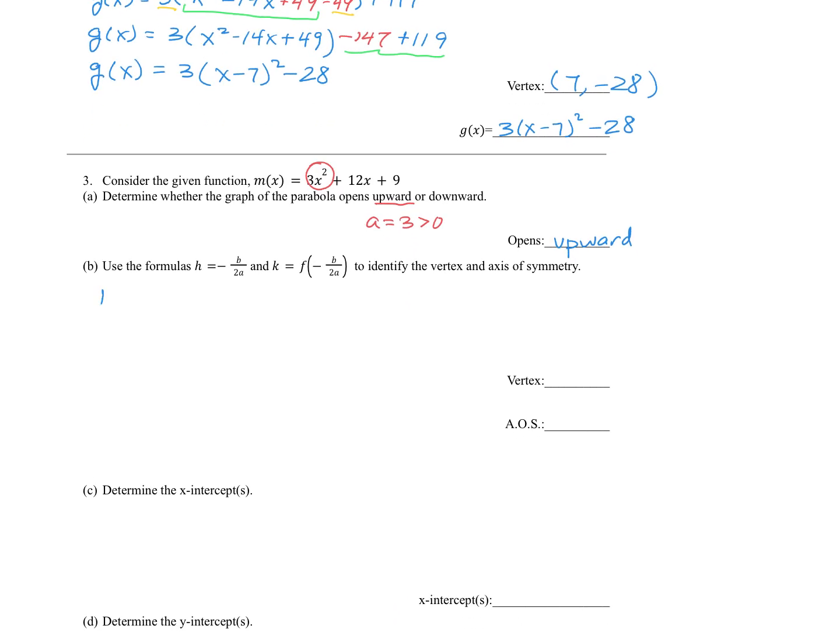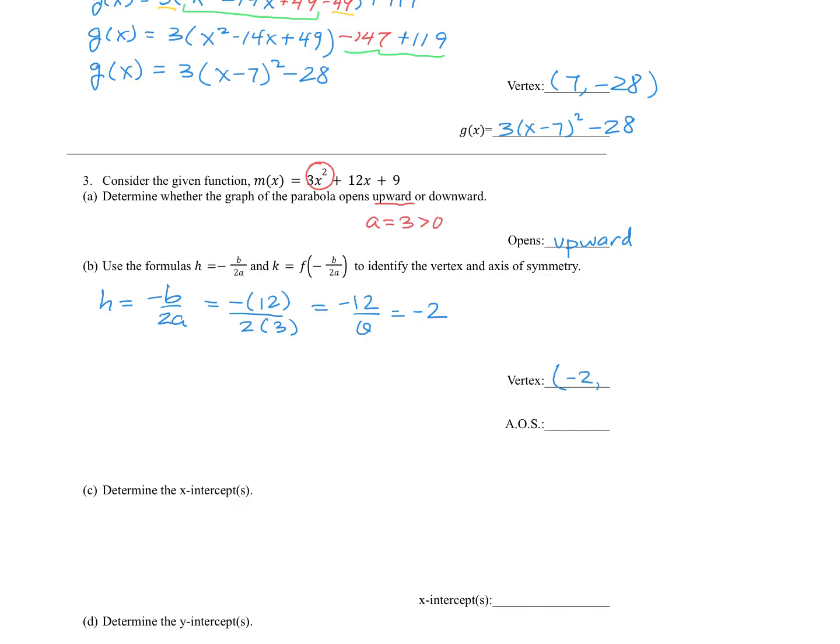So again, the h number is negative b over 2a. We already said a minute ago that a is equal to 3. The b number is just whatever number follows the x squared, so that's a positive 12. So this is the opposite of 12 over 2 times 3. So that's negative 12 divided by 6, which is just negative 2. So my vertex has a negative 2 for the x-coordinate.